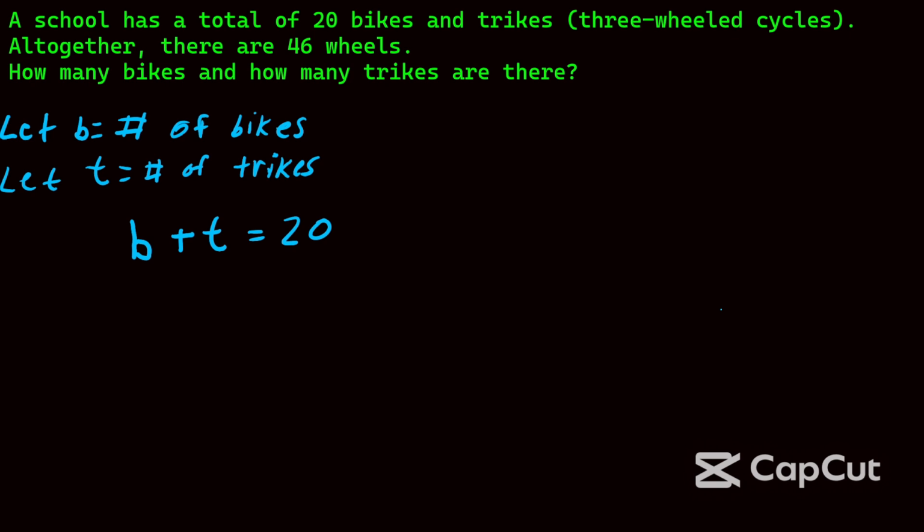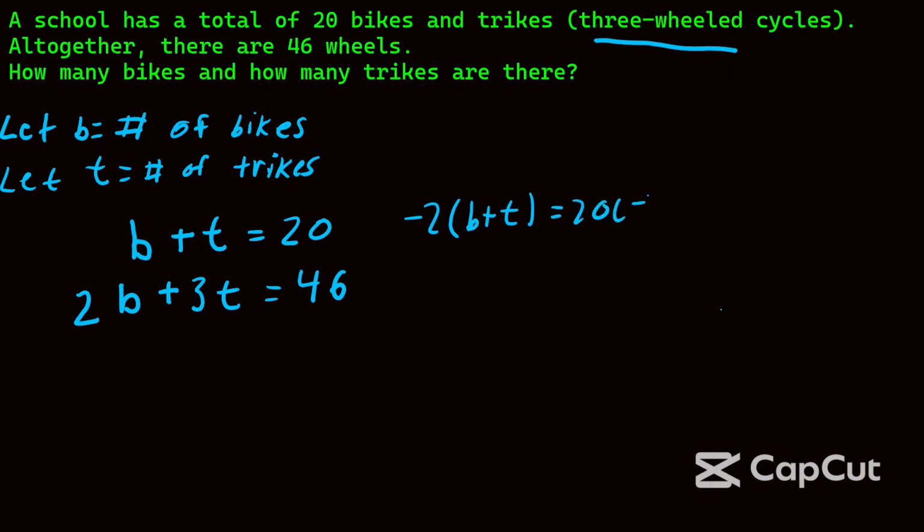Altogether, there are 46 wheels. Okay, so a bike has 2 wheels. So 2 wheels times the number of bikes plus 3 wheels times the number of trikes should equal 46. Okay, we have an equation. Now it's just simple. I'm going to multiply this top one by -2 so I can cancel these out. So -2b plus t equals 20 times -2. That's -2b minus 2t equals -40. And bring out my second equation.